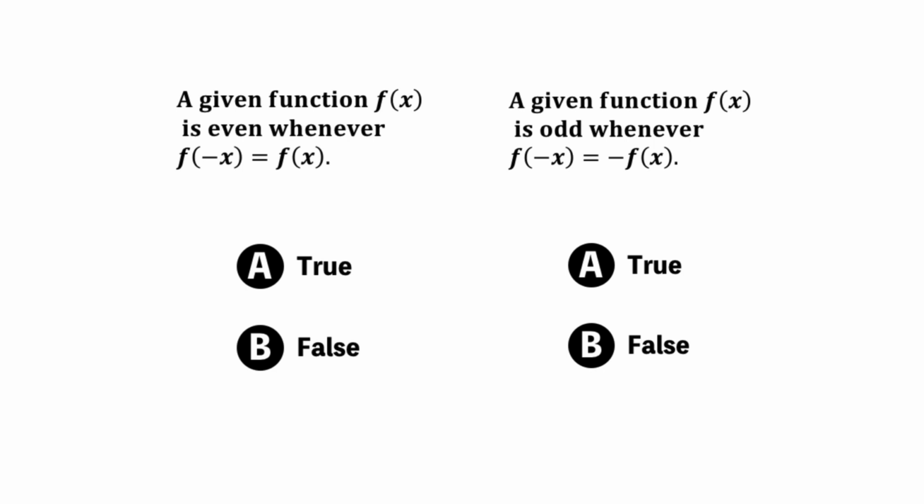Now I have one question here. A given function f(x) is even whenever f of negative x is equal to f(x). True or false? So it is even when f of negative x is equal to f(x). So this is true. A given function f(x) is odd whenever f of negative x is equal to negative f(x). This is also true.